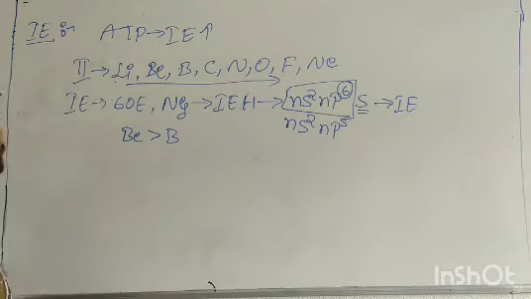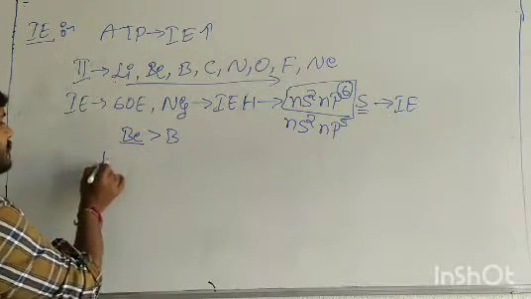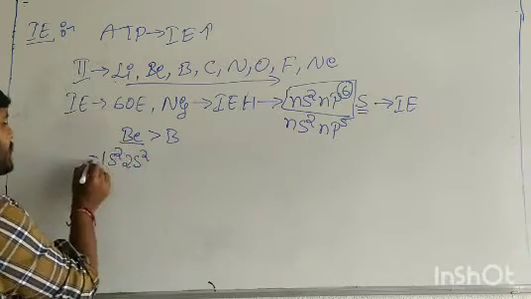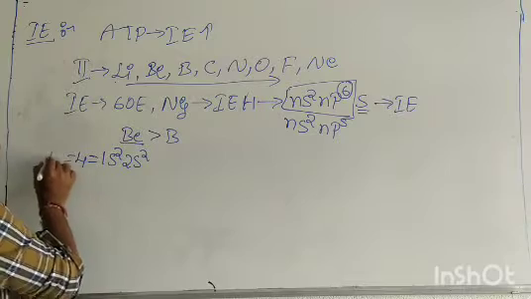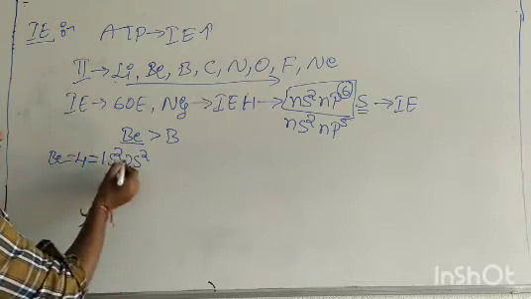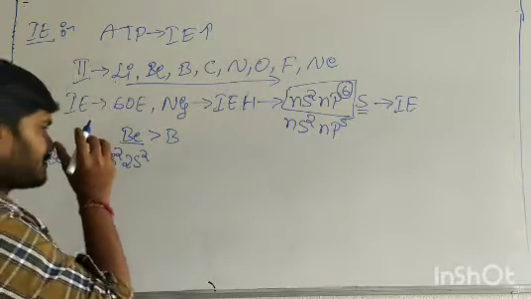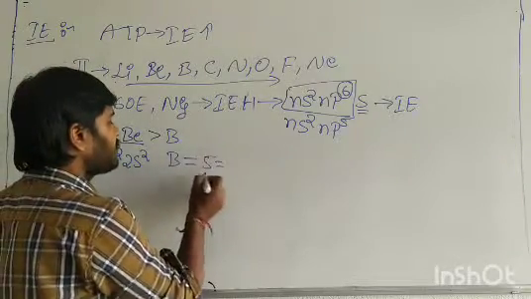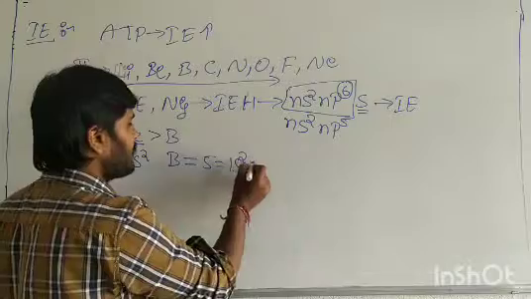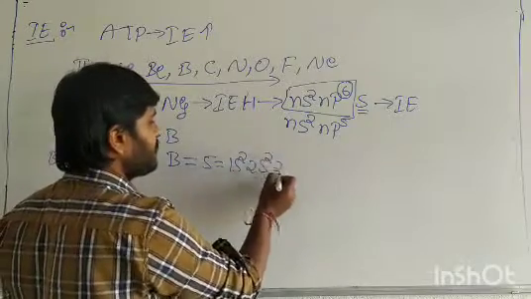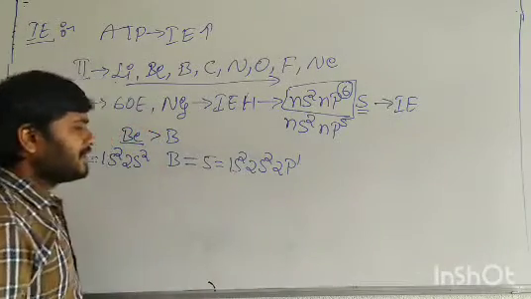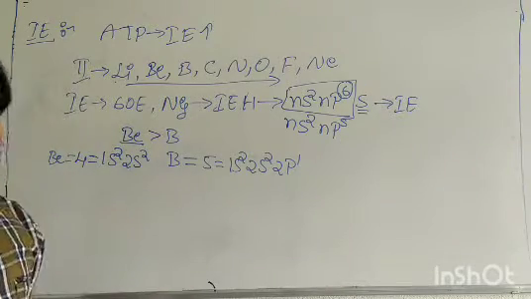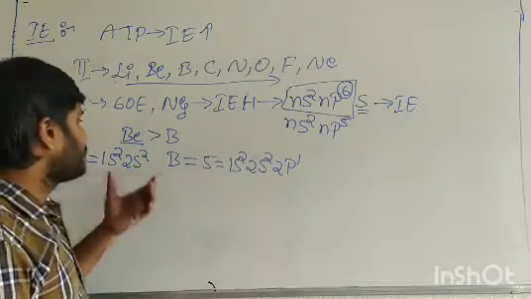The reason is that beryllium has 4 electrons, with a configuration of 1s2 2s2. Whereas boron has 5 electrons, and its configuration is 1s2 2s2 2p1. And one more thing guys, you have to know this concept.